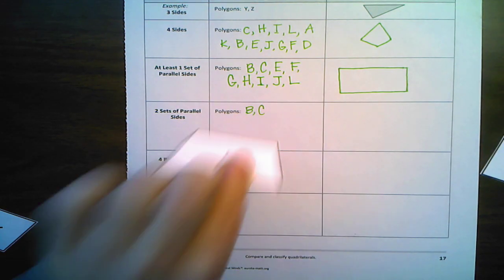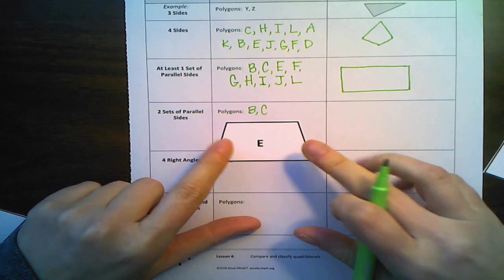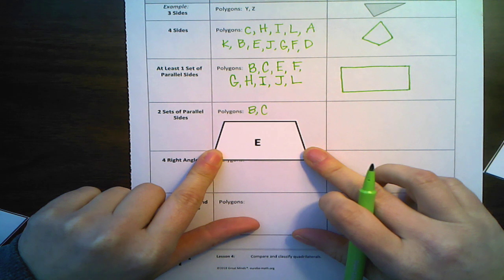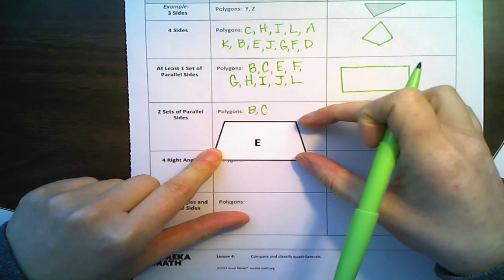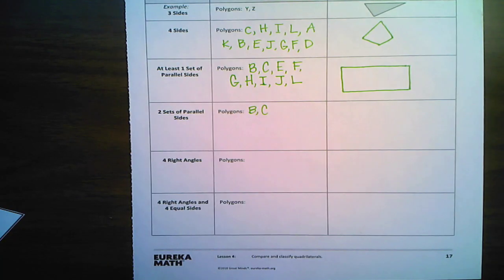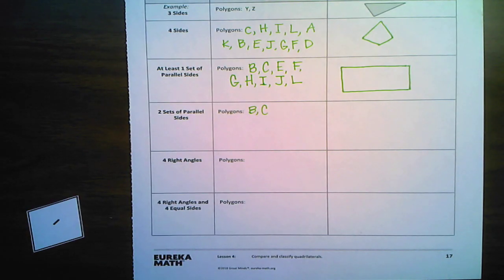C, D, no, E. Okay. What about E? Does E meet our qualifications? No. It has one. But these two sides, if they go on forever, they'll touch. Sorry, E. You've not met our qualifications.